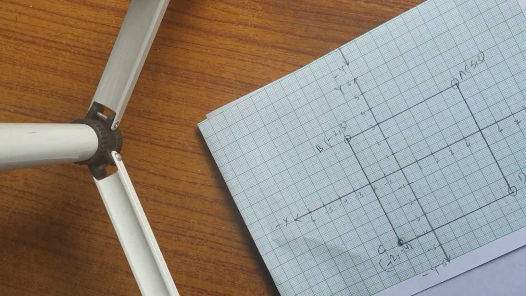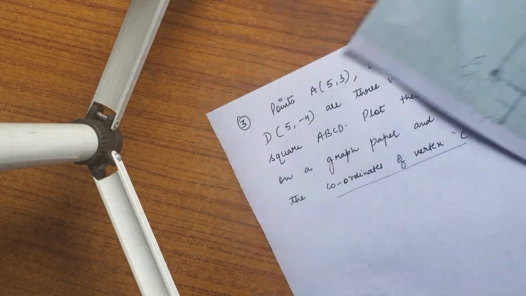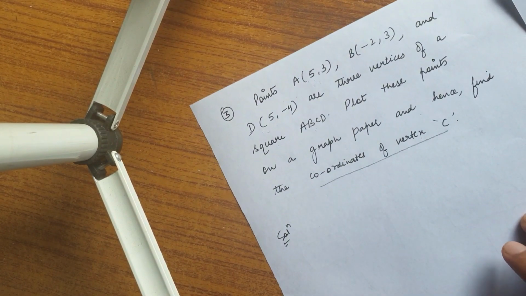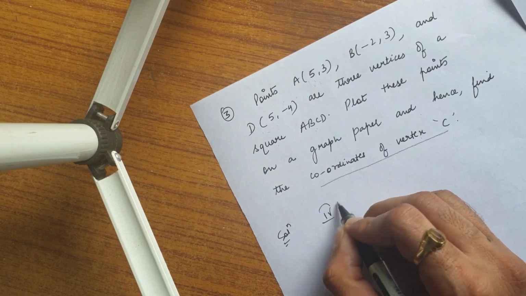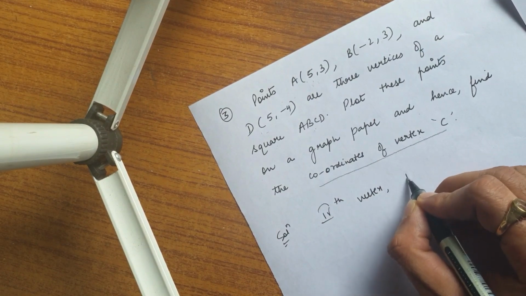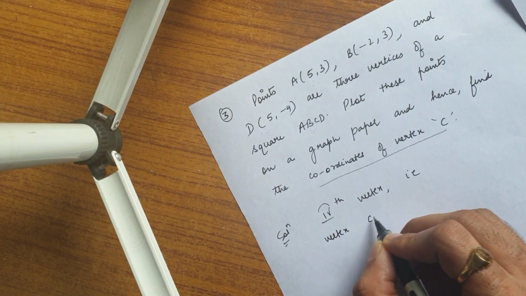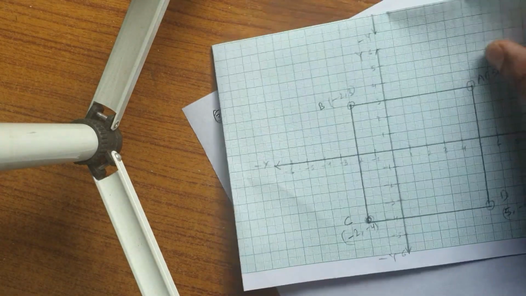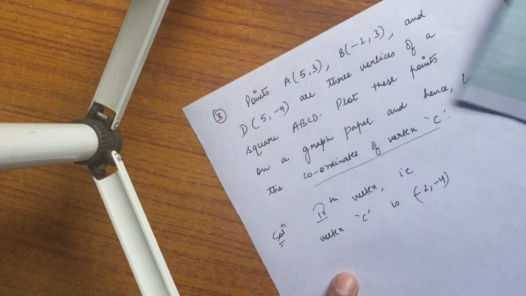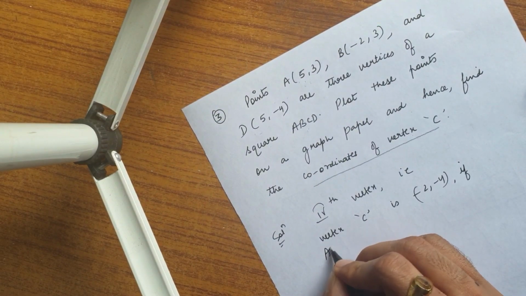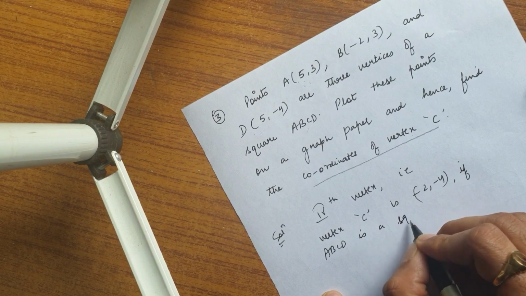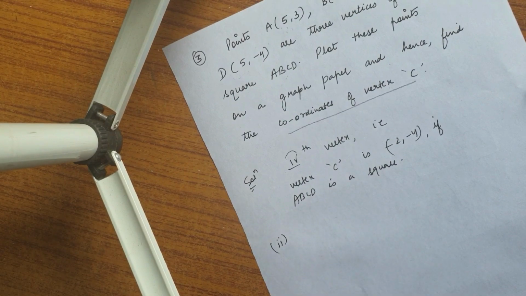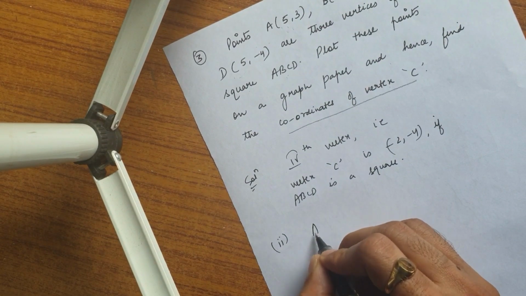I hope children you got. So we'll be writing the solution: plotting the points carries 1 mark, 4th vertex, that is vertex C, is minus 2, minus 4. Look children, minus 2, minus 4 if ABCD is a square.